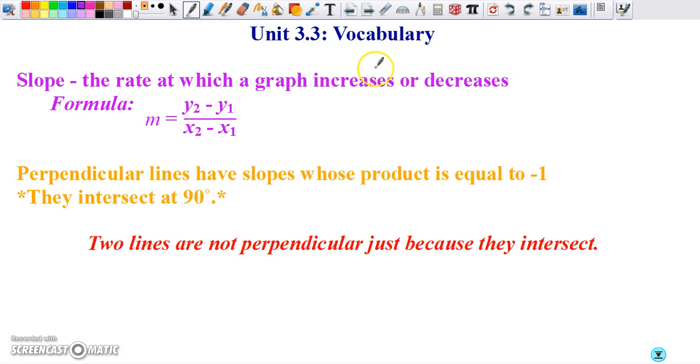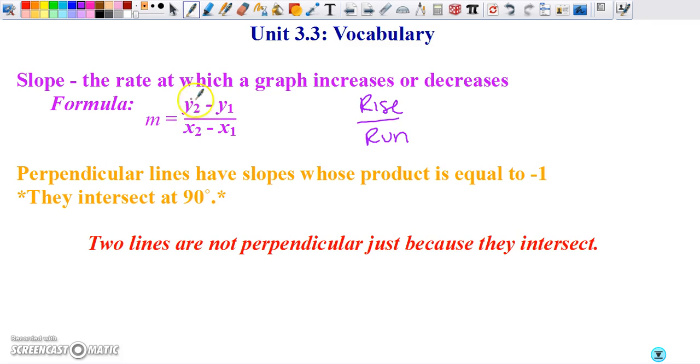Okay, so starting with the vocabulary, first thing is slope. Well, you have to know the equation for the slope. You absolutely have to. And so it's m equals y2 minus y1 over x2 minus x1. And it's the rate at which a graph either increases or decreases. Another way that you may have seen it written is rise over run. So you may have seen that before.